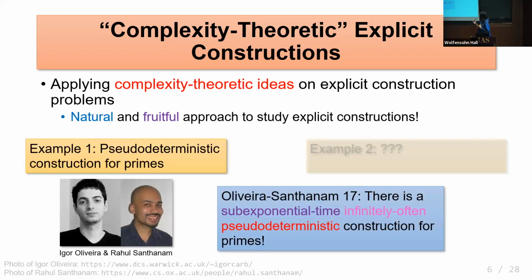For example, in STOC 27, Igor and Rahul presented a so-called subexponential-time infinitely-often pseudo-deterministic construction for primes. This is some improvement over the naive algorithm for primes, which needs exponential time, but it also has a few caveats, like infinitely often and pseudo-deterministic.